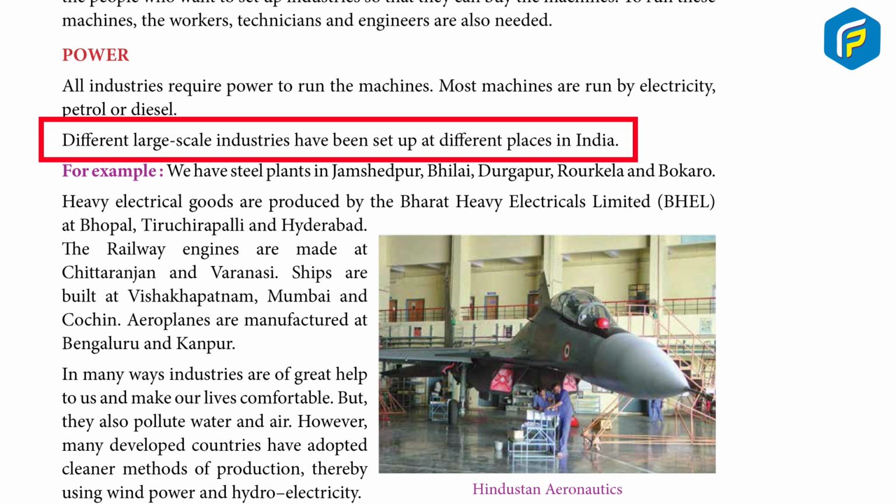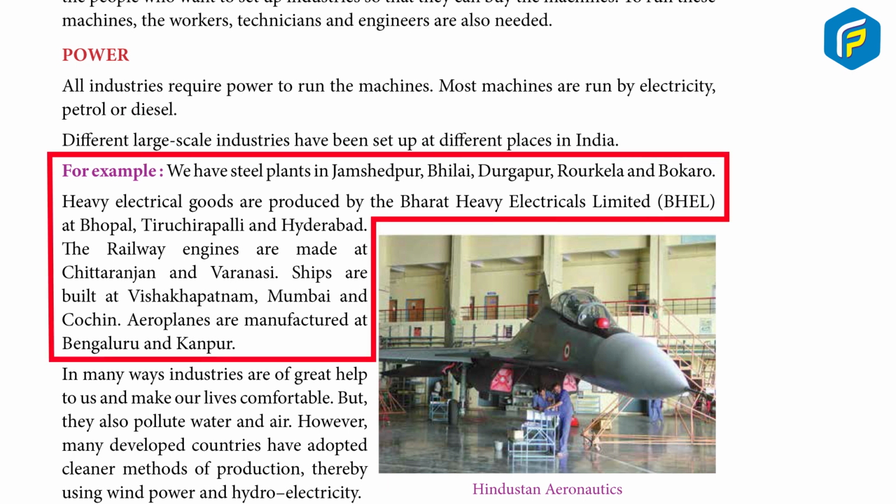Different large-scale industries have been set up at different places in India. For example, we have steel plants in Jamshedpur, Bhilai, Durgapur, Rourkela and Bokaro. Heavy electrical goods are produced by the Bharat Heavy Electricals Limited (BHEL) at Bhopal, Tiruchirappalli and Hyderabad. The railway engines are made at Chittaranjan and Varanasi. Ships are built in Visakhapatnam, Mumbai and Cochin. Aeroplanes are manufactured at Bengaluru and Kanpur.